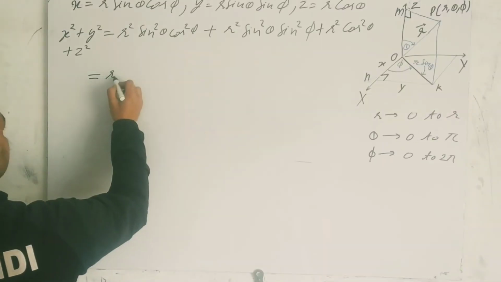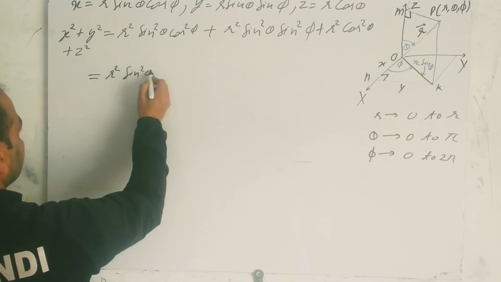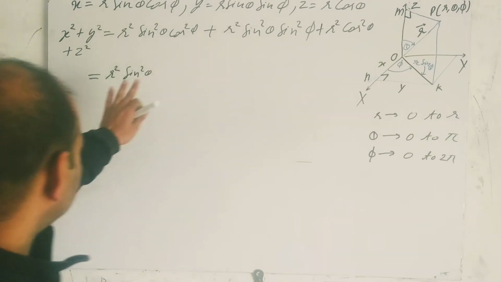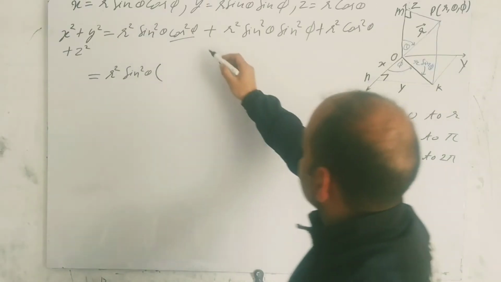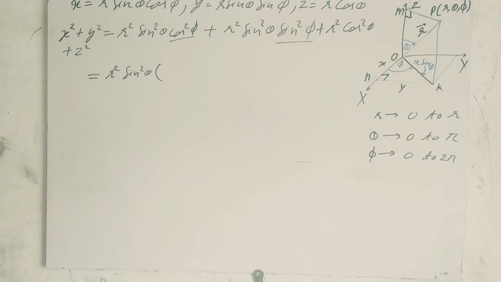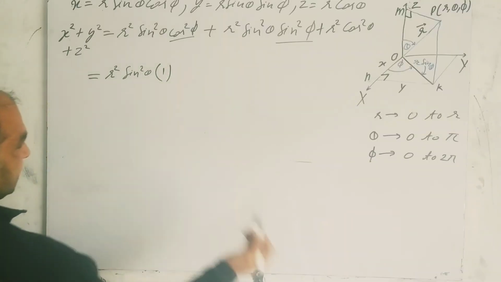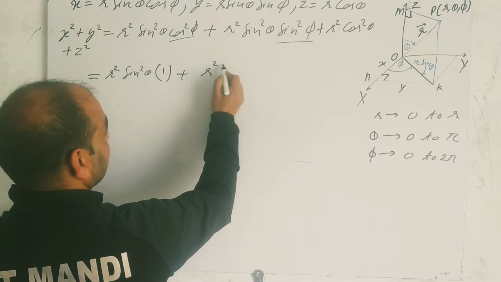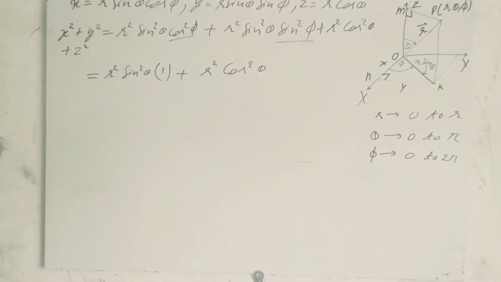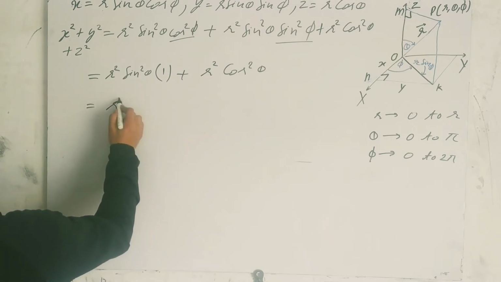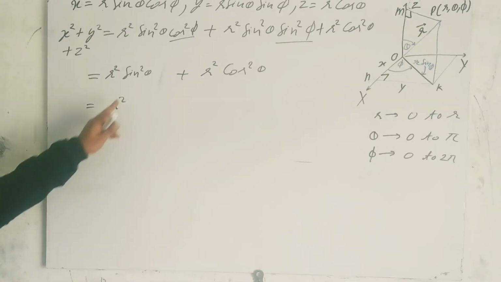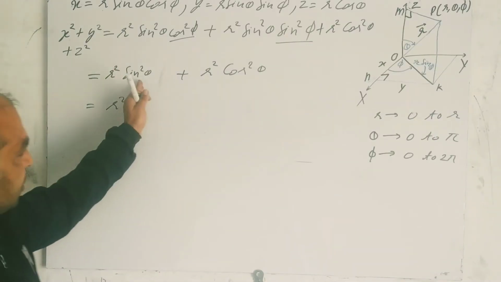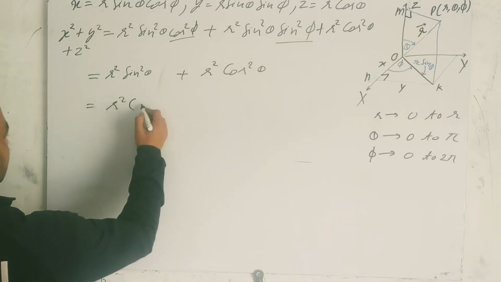Now you can see r square sin square theta is common in these two terms, so I am taking it out. Now what will be left inside? This is cos square phi and this is sin square phi, these two terms are left inside, and that is going to be 1. So it is 1 plus r square cos square theta. Now if we take r square common, sin square theta plus cos square theta will be left inside, so that is equal to 1.